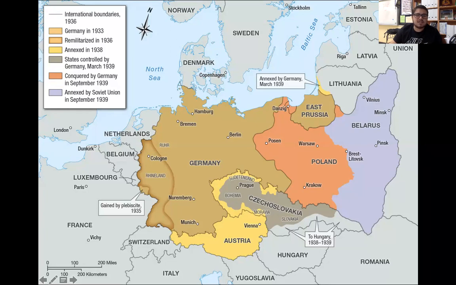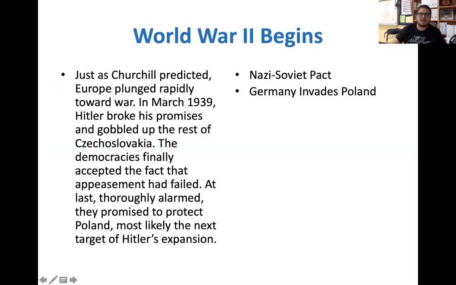Then they're going to go into Czechoslovakia. They're going to start taking over parts of Eastern Prussia and into Lithuania, right? They're going to try to start expanding wherever they can. They're going to go all the way up to Denmark. Now, class, there's a place here we haven't really talked about. That's Poland, right? So let's talk about it.